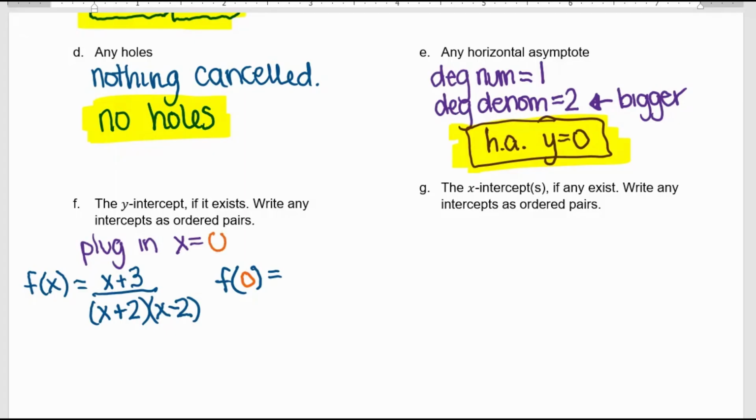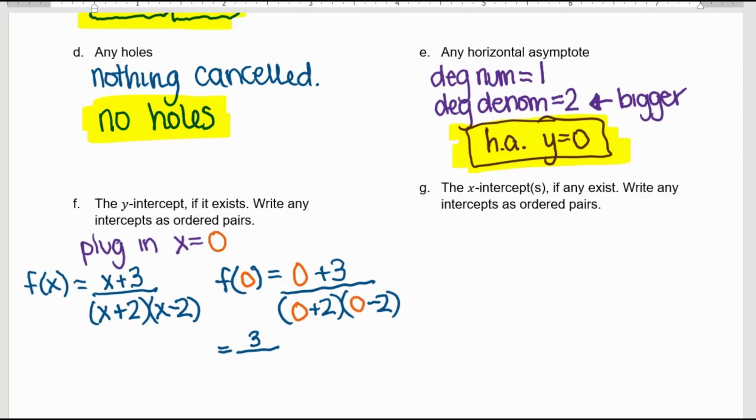So we are going to have 0 plus 3 all over 0 plus 2 times 0 minus 2. And then we're going to simplify that out. You can use your calculator if you want, but make sure that whatever you're doing is making sense. If you get some really weird number or something really big, maybe you should double check how you put that into your calculator.